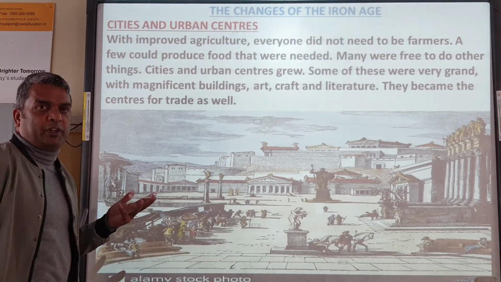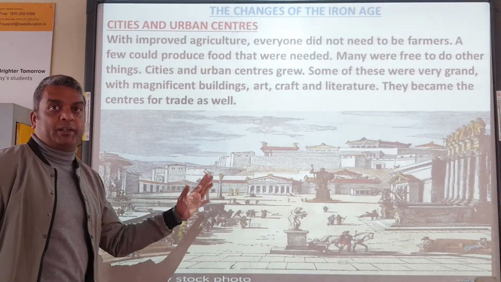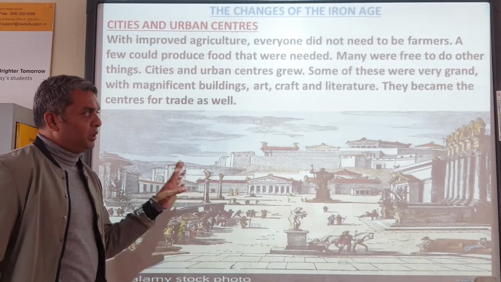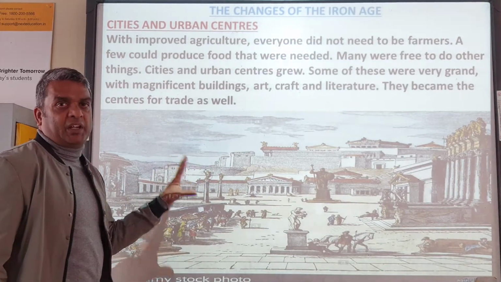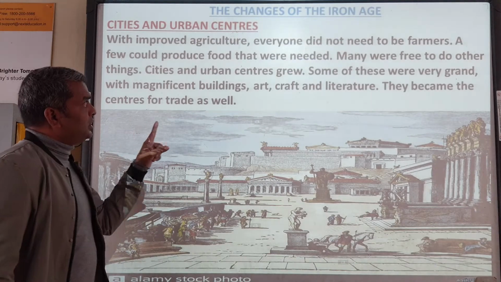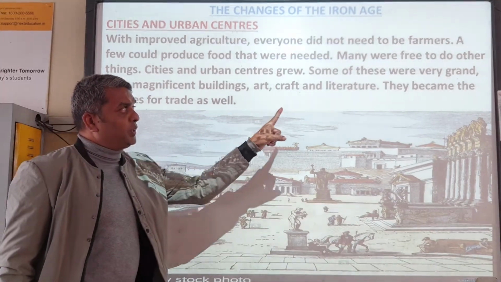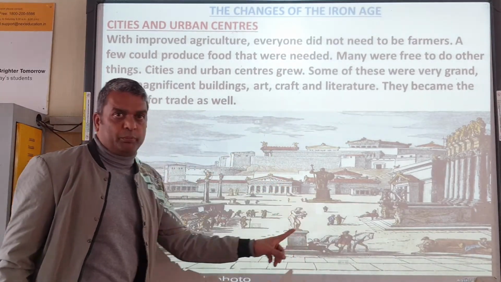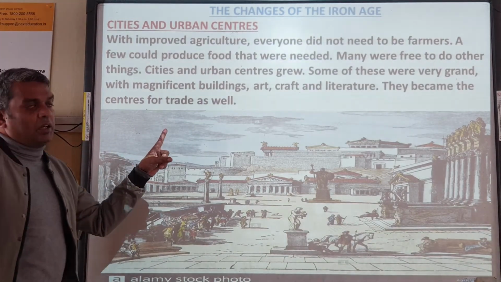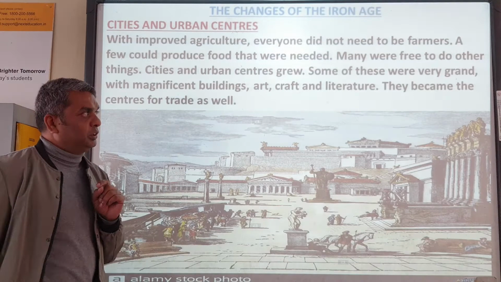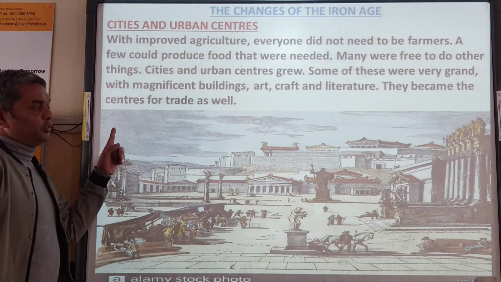So people were free, and then they started building better houses made out of stone and looked much more beautiful. Okay? And these cities became centers for trade. Cities and urban centers grew. Some of them were very grand. So here you can see the picture, how it became more grand, with magnificent buildings, art, craft and literature. They became a center for trade as well.